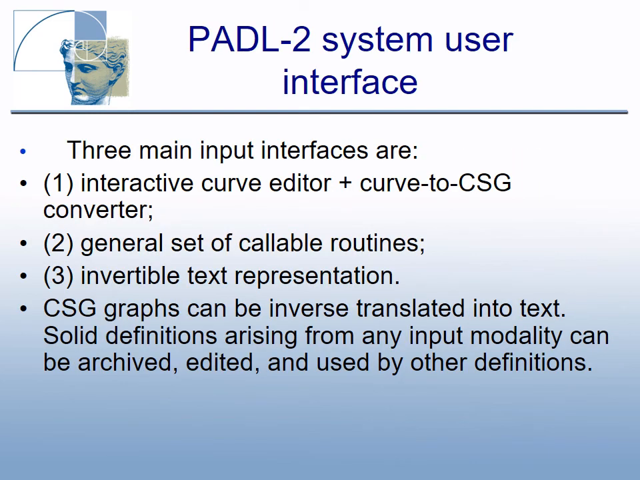Three main input interfaces are: first, interactive curve editor plus curve to CSG converter. Second, general set of callable routines in Fortran 77. The third, invertible text representation. CSG graphs can be inverse translated into text. Solid definitions arising from any input modality can be archived, edited, and used by other definitions.